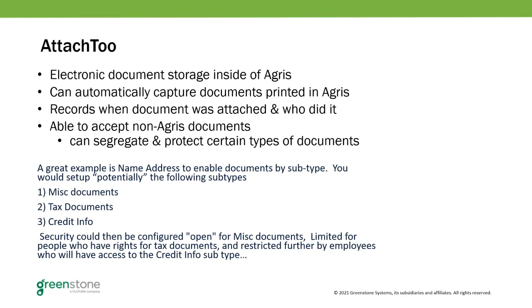Okay. All right, so now let's switch over to AttachTo. Now, AttachTo is the electronic document storage system inside of AGRIS. And as I mentioned just a little bit ago, ESign requires AttachTo, and the reason it does is because you have all these PDFs of these contracts, and there's no place to put them if you don't have AttachTo. So AttachTo does several things.